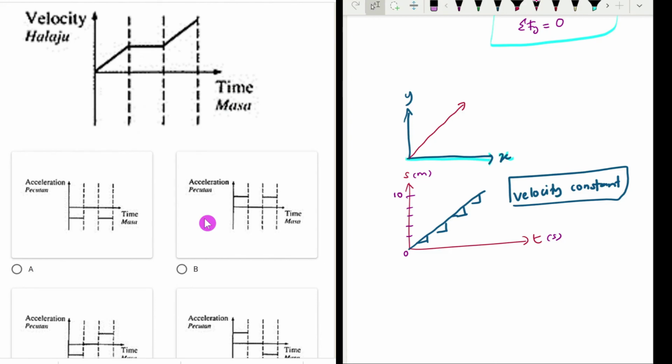And then the object is moving with constant velocity. So constant velocity, acceleration kita akan 0. Betul? Okay, betul. But last one, from here to here untuk section yang ketiga, the velocity still increasing. Maknanya acceleration dia adalah positif. Okay, so the gradient is the positive gradient. So acceleration dia akan jadi nilai positif. Okay, so ini salah lah. So the answer is B.